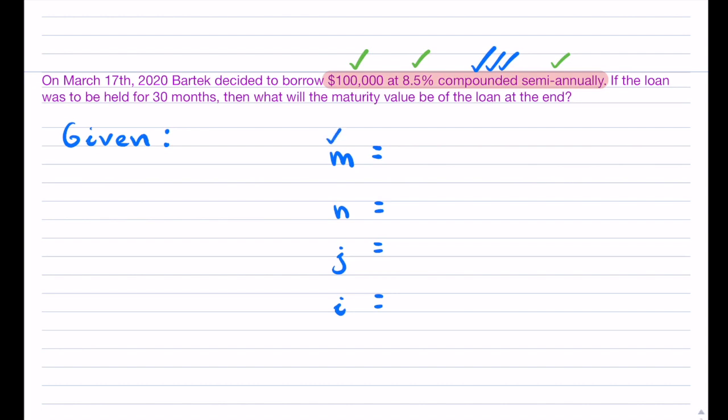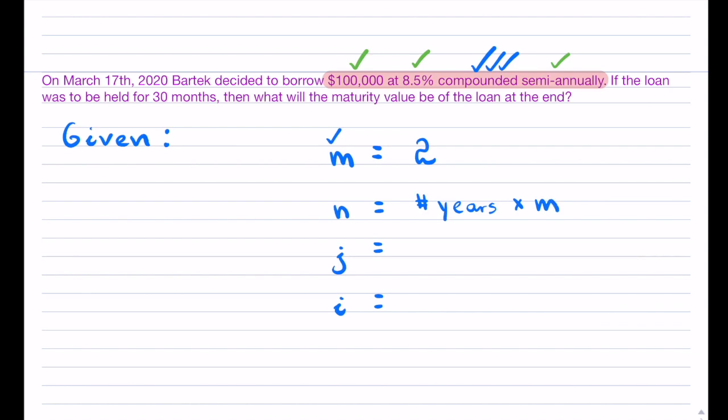Well, M is dependent on how you're compounding. In this case, notice we are compounding semi-annually. Semi-annually means there are 2 terms in a year. So there is my M. That's number 1. Now, my N is the total number of terms. But recall, what did that mean? The total number of terms is simply the number of years that you are investing or borrowing for, multiplied by M.